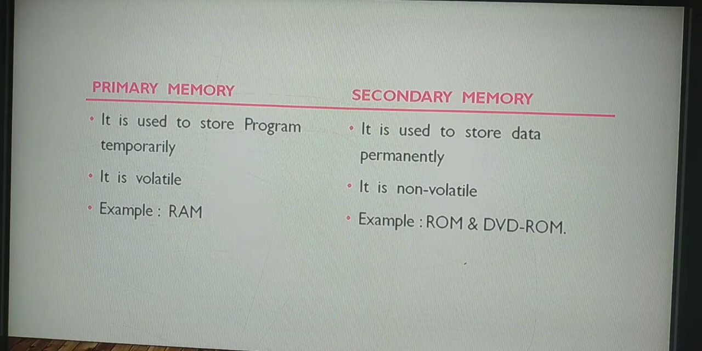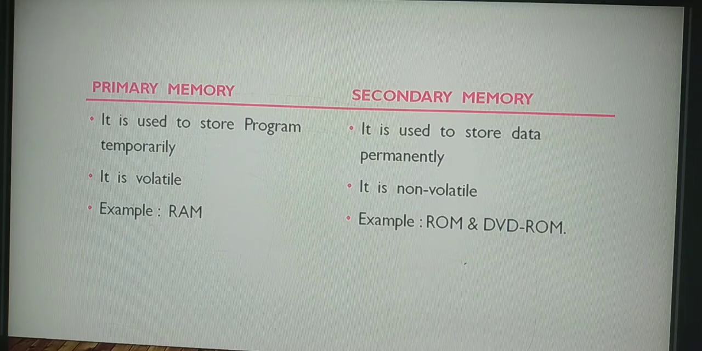The next, distinguish primary and secondary memory. For this also you write near the question itself. Draw a neat tabular column and do it neatly. Yes, primary memory is used to store programs temporarily. It is volatile, example RAM. And to this side, secondary memory is used to store data permanently. It is non-volatile. And for this one, the example is ROM and DVD-ROM. So copy it in your book, near the question itself, with a neat tabular column. Yes, with this your section B gets completed.